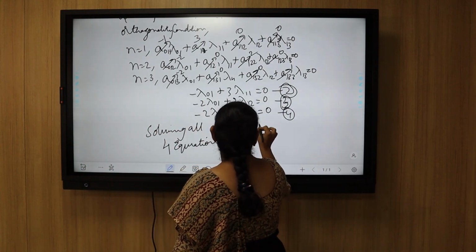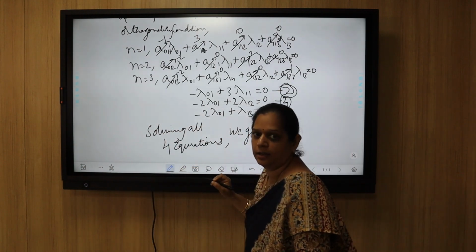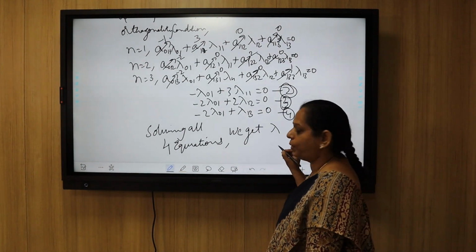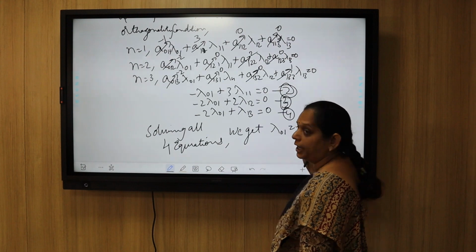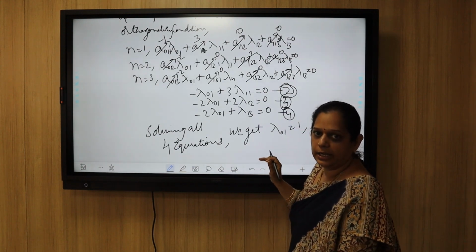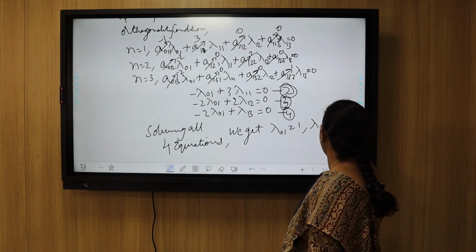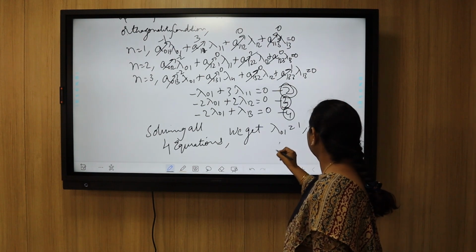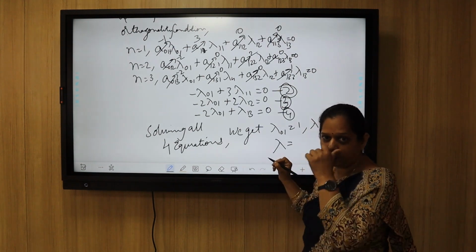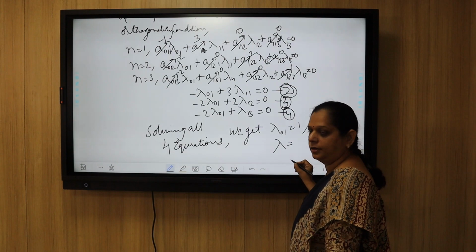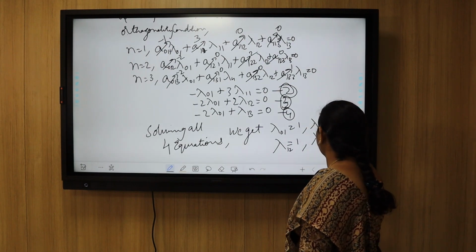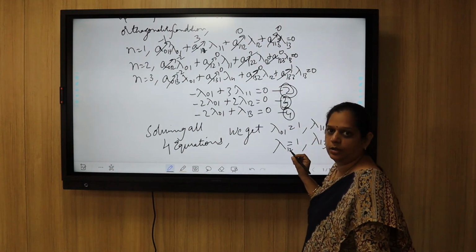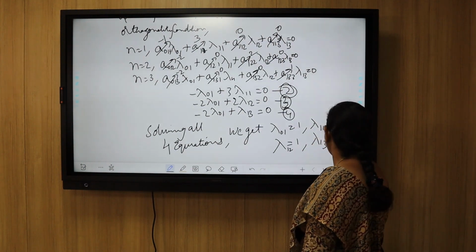We get lambda 01 equal to 1, lambda 11 equal to 1 by 3, lambda 12 equal to 1, lambda 13 equal to 2.